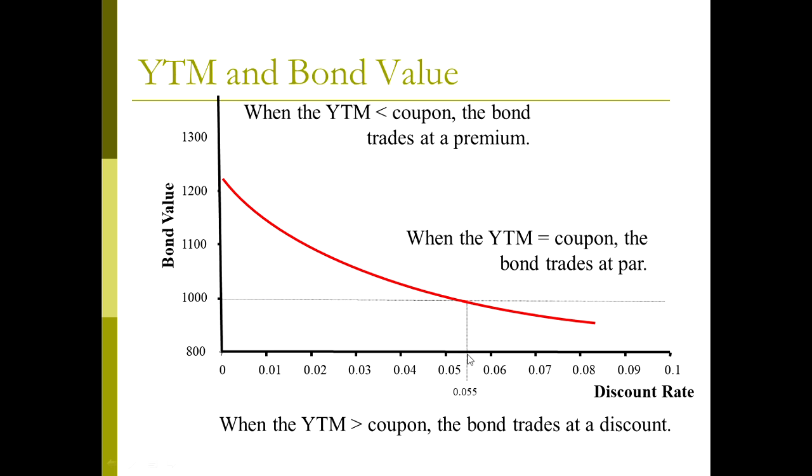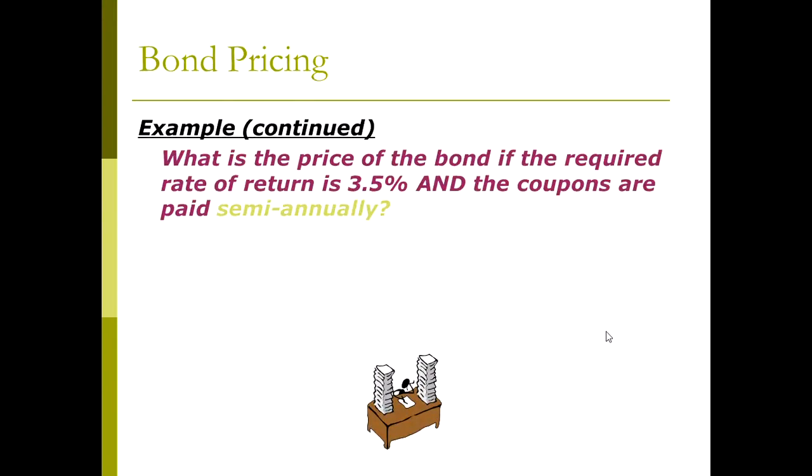When the discount rate is lower than 5.5%, that is a premium bond, so the price of the bond is higher than $1,000. When the discount rate is higher than 5.5%, in this range, the price of the bond will drop below $1,000. Okay, so our example continues. Now, what is the price of the bond if the required rate of return is 3.5%?